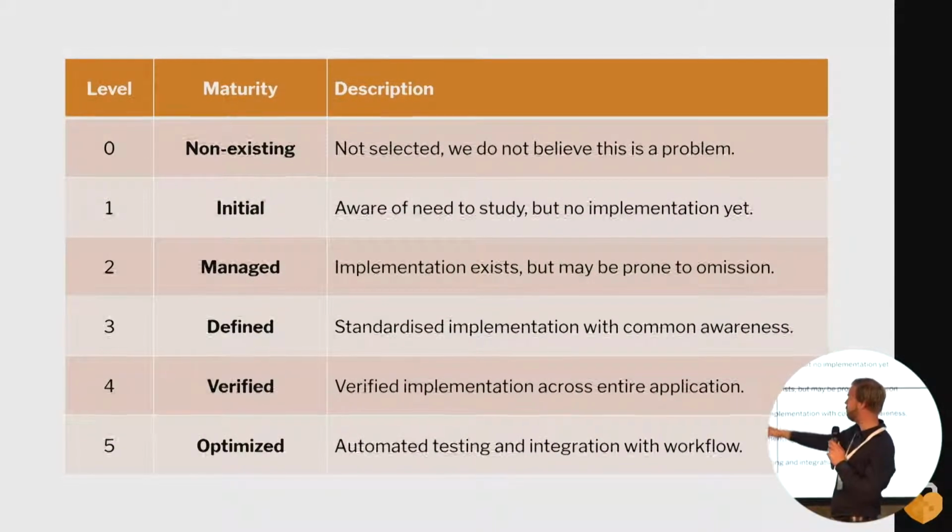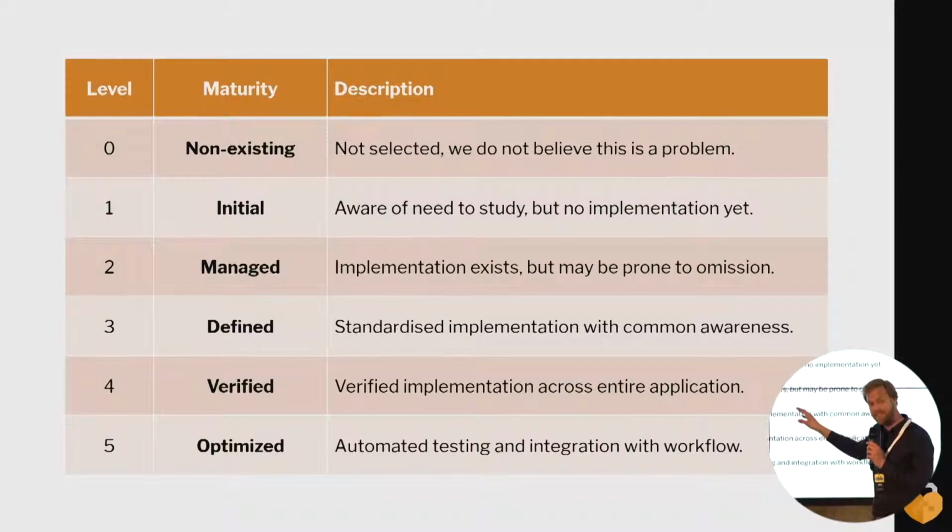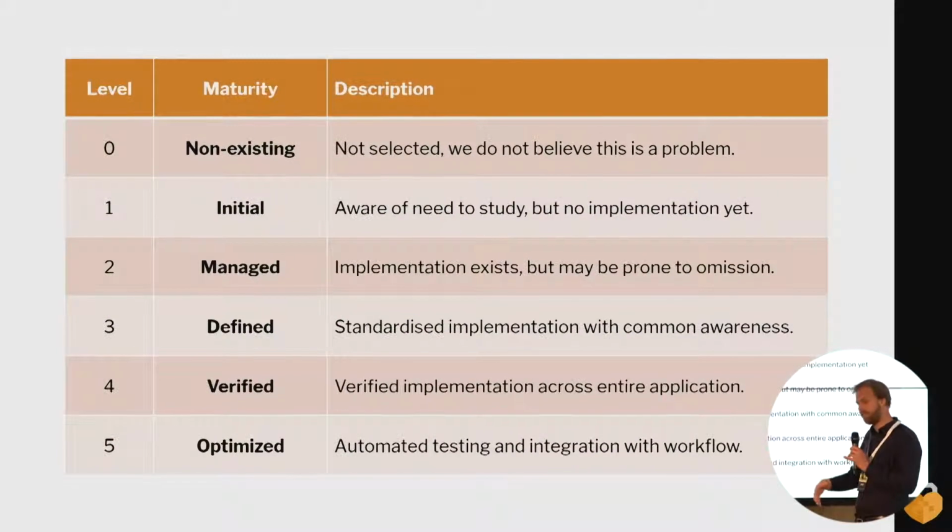Number 2, it's managed. Yeah, we have an implementation, but it may be omitted if it's to be done repeatedly. So it may be in one part of the application, but not in another, depending on the developer, etc. 3, defined: we have a standardized way of doing it. All developers are trained and aware. 4, it can be verified, tested. Maybe it has been tested properly. And 5, optimized, it's doing automatically.